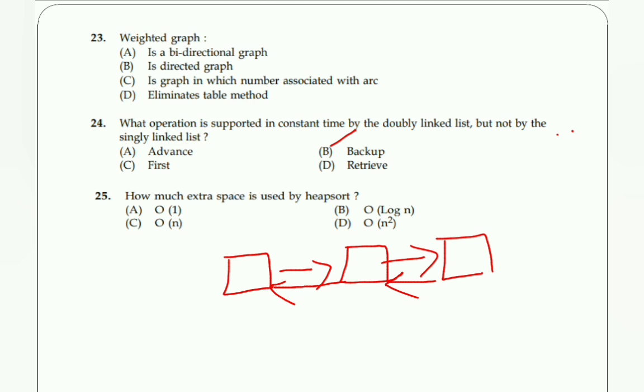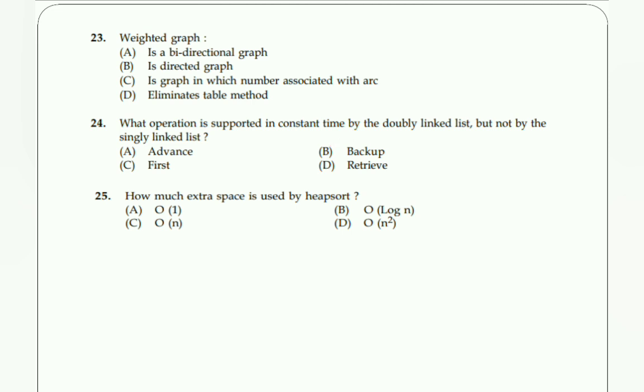Next one. How much extra space is used by heap sort? For this, we have to know the time complexity and the space complexity of heap sort. Heap sort also competes with merge sort, which has the same time bounds. For heap sort, it will be big O of 1. So this is the space complexity of heap sort.